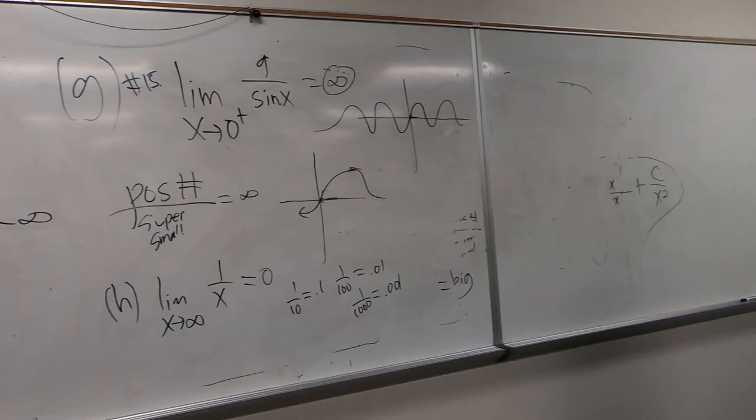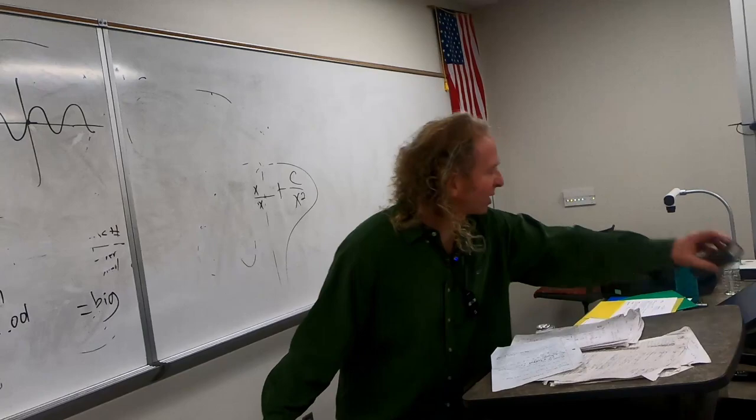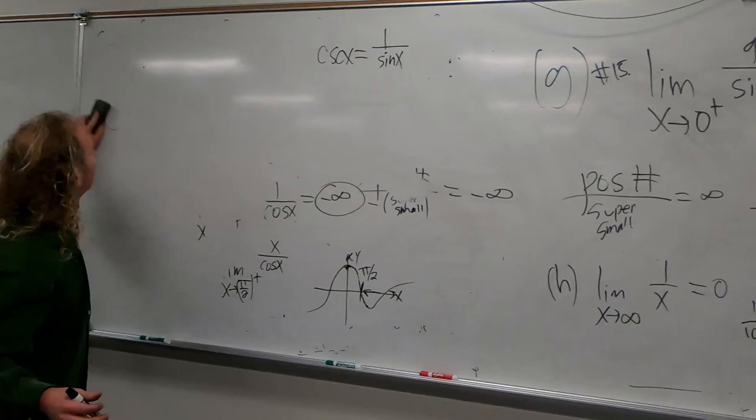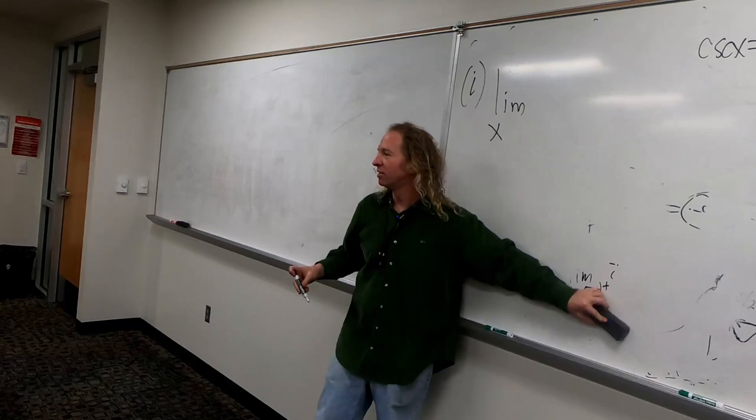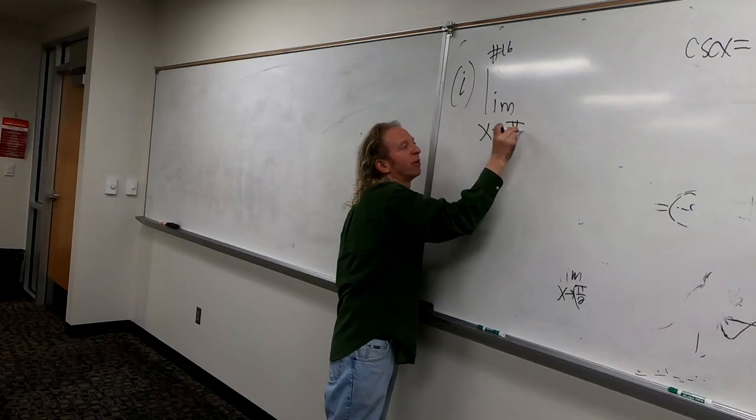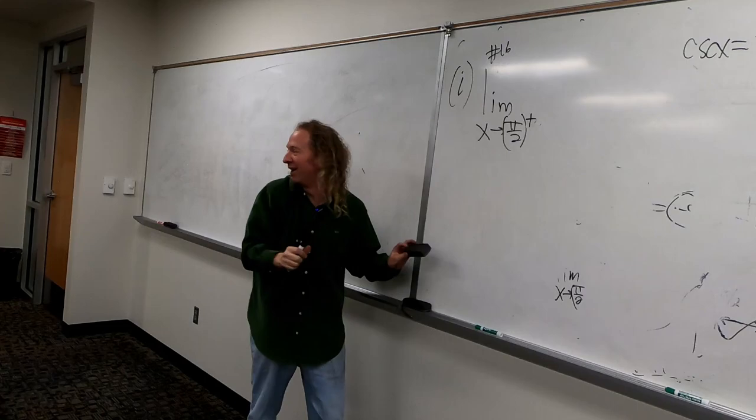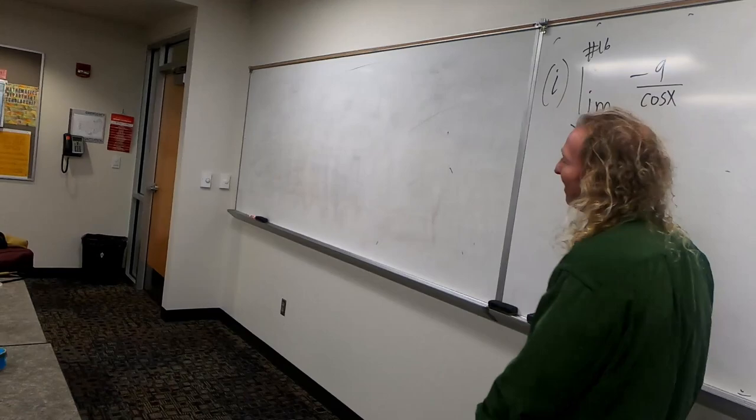What is going on here? We should do 16. X approaches pi over 2 from the right. Limit, x approaches. Anyone have the homework up? 16? From the right? And what's the negative 9. All right. Do y'all want to try this one?